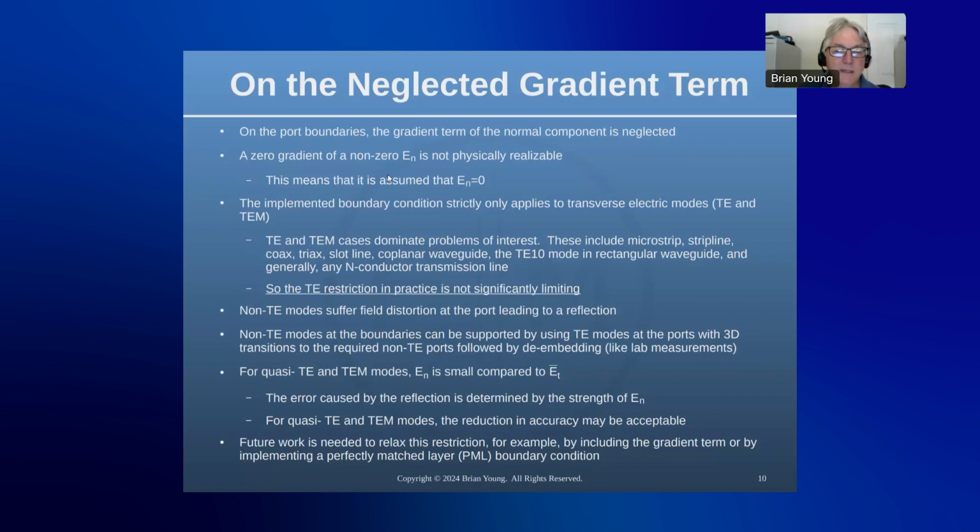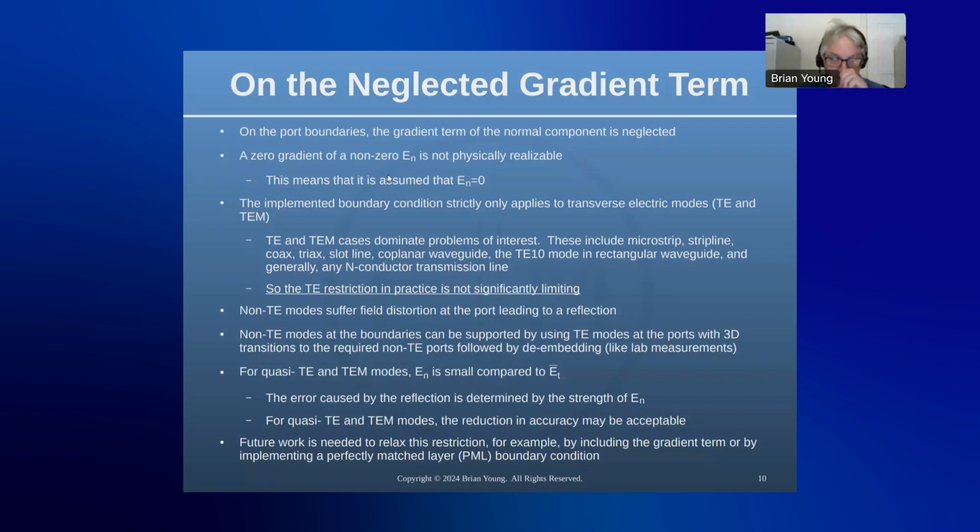A lot of times, the modes of interest are quasi-TEM or quasi-TM modes, where E_N, the normal component, is small compared to the transverse component. It's usually very small, so there will be a small error there. I'm not expecting a significant hit to accuracy. So for engineering purposes, I think that quasi-TEM and quasi-TM modes will just be fine.